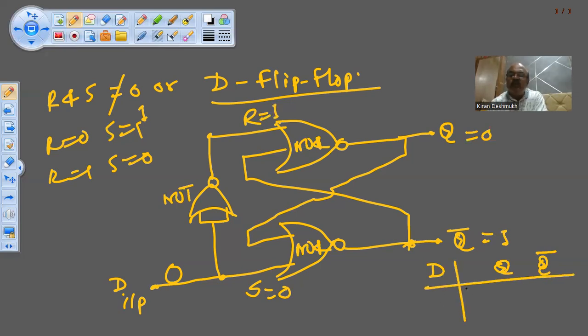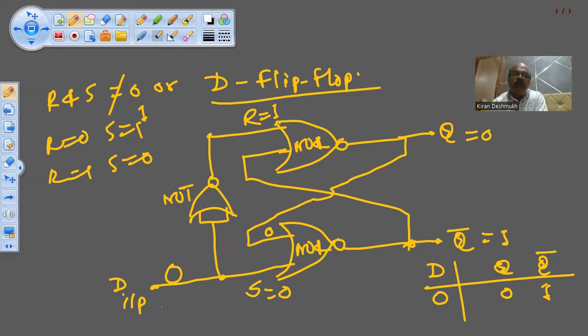If D is 0, Q is 0, Q bar will be 1. Okay, we can prove that, or we have already proved it. If R is 1, Q bar will be 0, that we know. If one input to the NOR gate is 1, its output will be 0. So this is 0. Both S is 0, this is 0, so it will be 1 here, naturally. So Q bar will be 1.